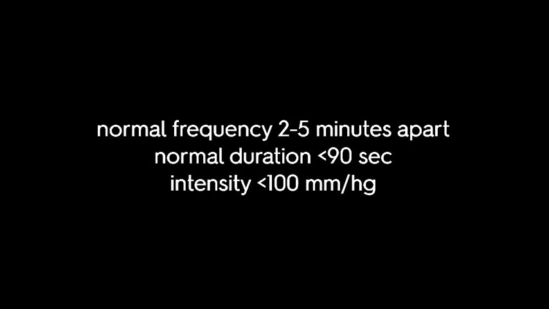Normal variability 6 to 10 bpm. Contractions should be normal frequency 2 to 5 minutes apart, normal duration less than 90 seconds, intensity less than 100 millimeters per hectogram. Amount of amniotic fluid 500 to 1200 milliliters.